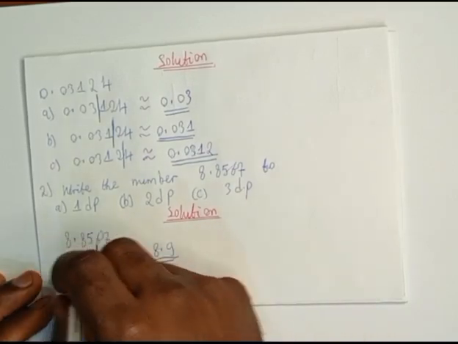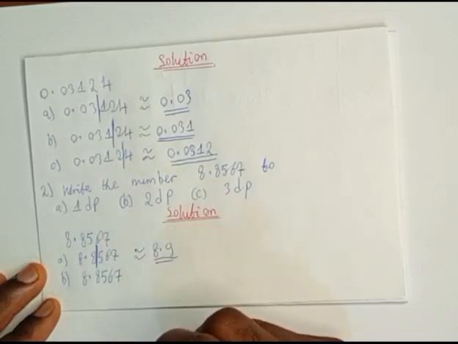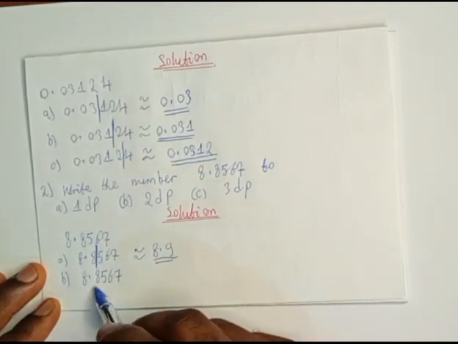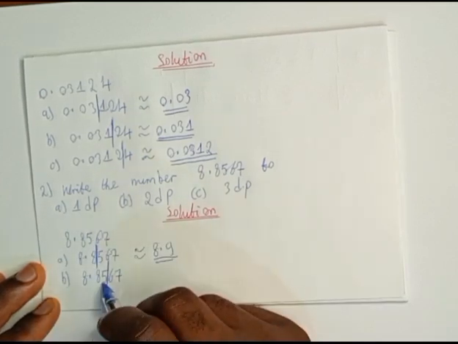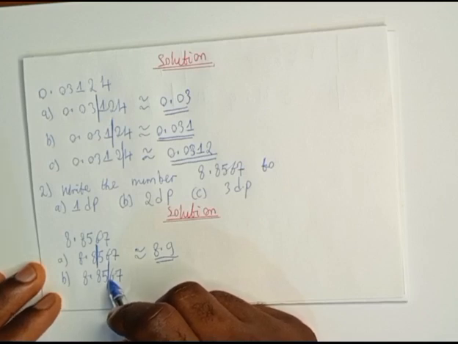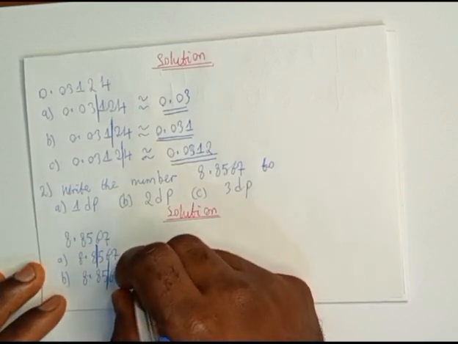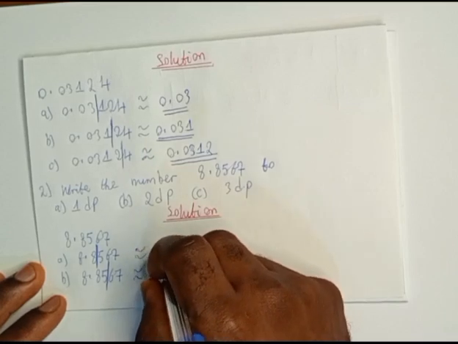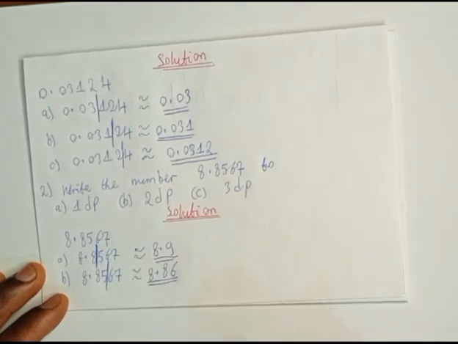We go to B, 8.8567 to 2 decimal places. We're going to count the 2 decimal places. 1, 2. We round off between the digits 5 and 6. 6 is greater than or equal to 5. It is rounded up to 1. We add the 1 to this 5. Gives us 6. This will be approximately 8.86 to 2 decimal places.